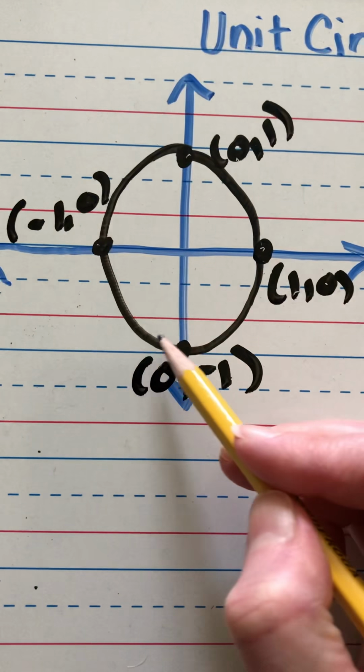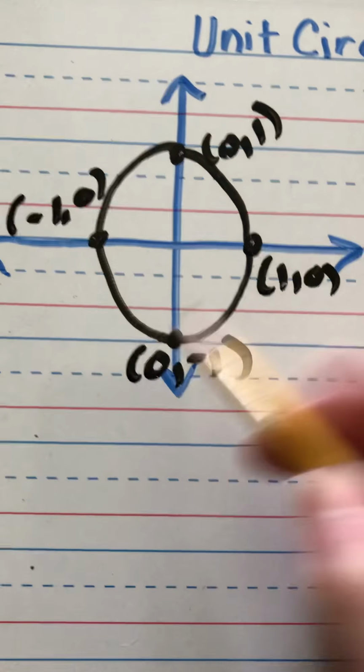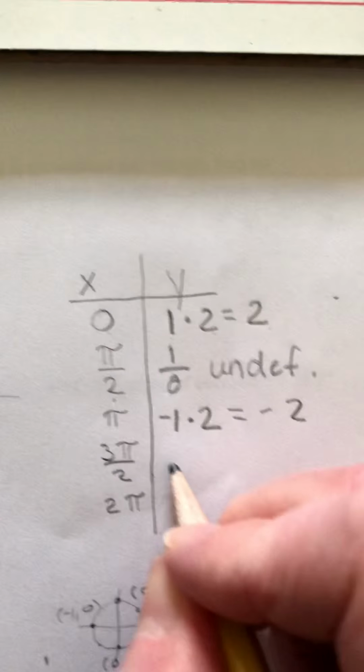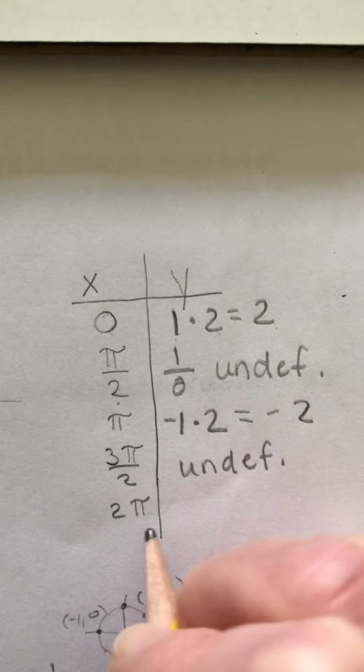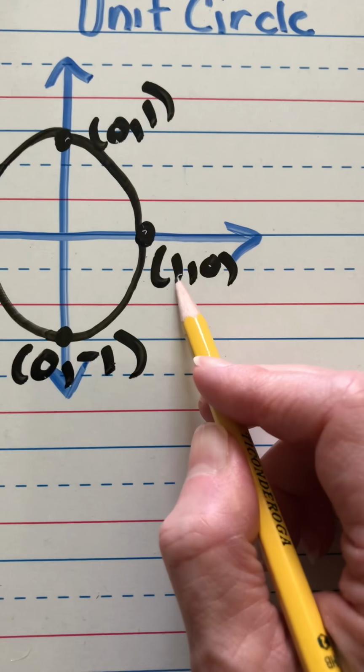3 pi over 2 takes you to here. The cosine is 0. Then that will be undefined. And then 2 pi. We're back to where we started. That'll be at 1 times 2.